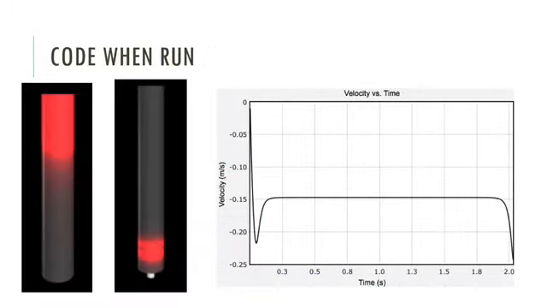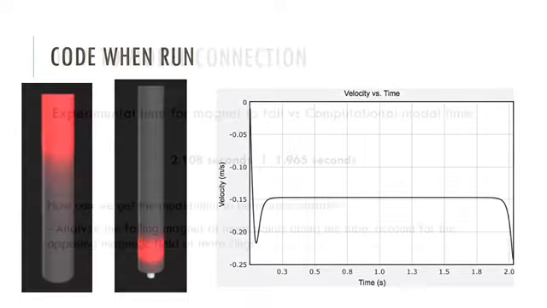On this slide, you'll see two side-by-side images as the bar magnet falls through the aluminum tube. The red highlighted area represents the induced current in the aluminum tube. On the right, you'll see the velocity versus time plot and see that while in the tube, the velocity remains constant and the bar magnet remains in the tube for 1.96 seconds.